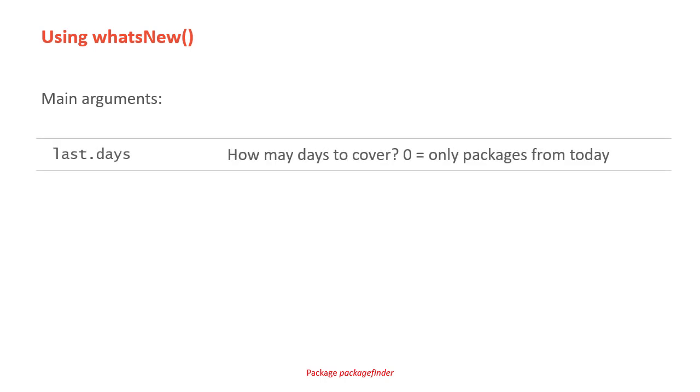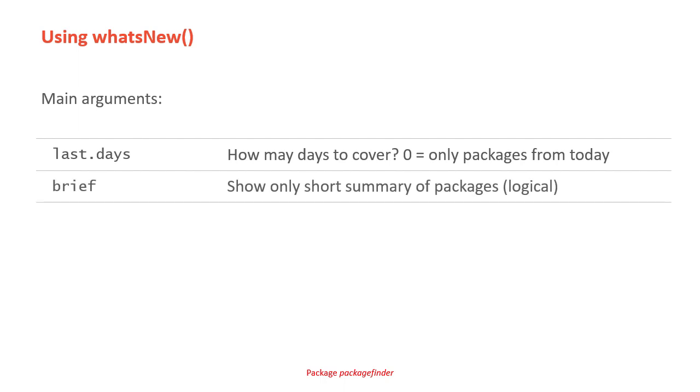Last days allows us to specify how many days we want to go back in CRAN's upload history. If you specify last days as 0, which is also the default value, then you will only see packages that have been added to CRAN today. Again, an argument brief lets you decide whether you want to see the full information or a shortened version, which is the default. Let's now see how that works in practice.